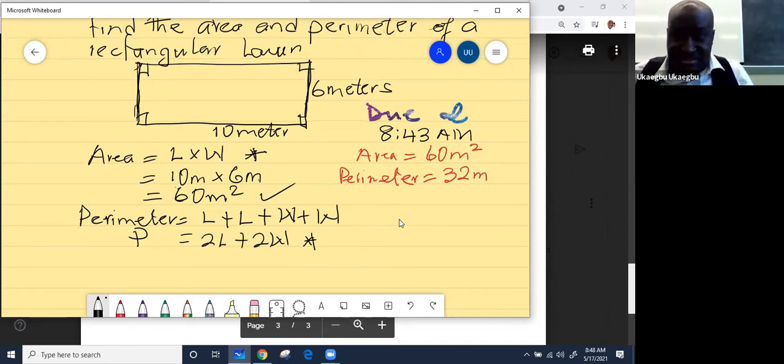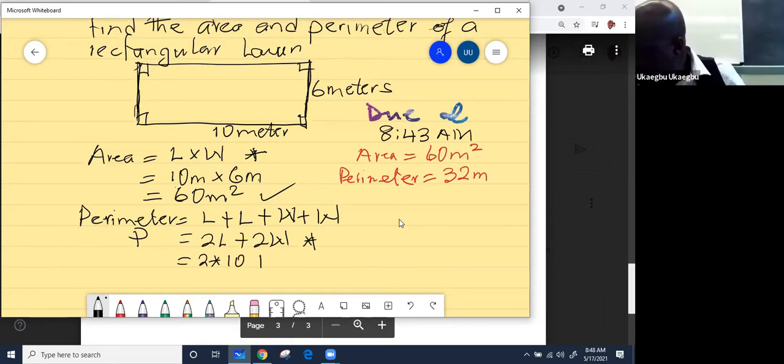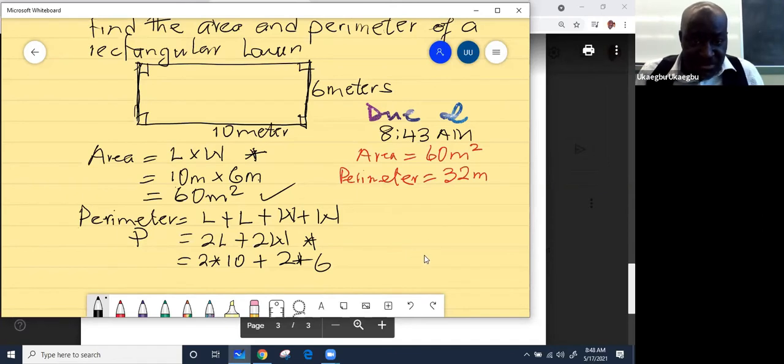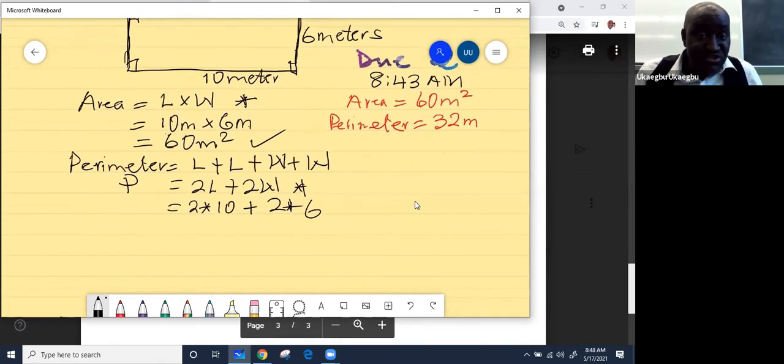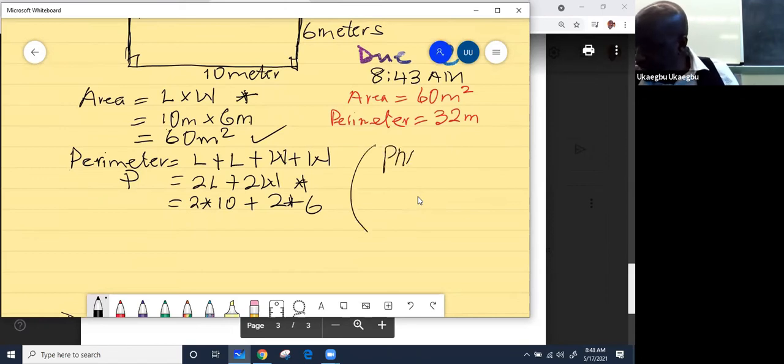So what's the length? Length is 2 times what? I need a response from someone. 10, okay. And then plus 2, what's the width again? 6. Okay, so now what mathematical concept would you use to evaluate this one, what I just wrote? There is this thing they told me, it's called PEMDAS. Don't you think PEMDAS applies here?